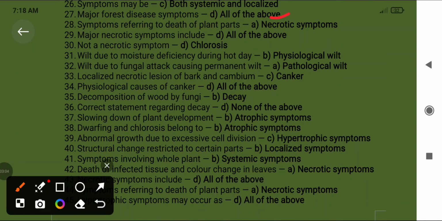All of the above. Symptoms referring to death of the plant are necrotic. Major necrotic symptoms include wilt, canker and decay; chlorosis is not a necrotic symptom. Wilt due to moisture deficiency during a hot day is physiological wilt. Wilt due to fungal attack causing permanent wilt is pathological wilt. Localized necrotic lesion of bark and cambium is canker. Decomposition of wood by fungi is decay.